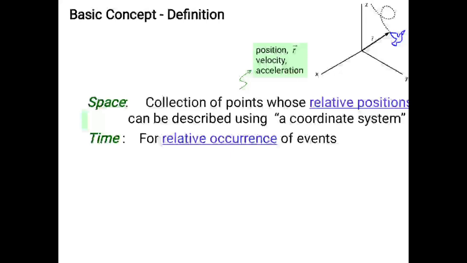So position is normally, we can mention the points by their position, velocity and acceleration. Position means the normal starting point, and in the case of velocity we see meters per second, which is distance travelled divided by time taken, and acceleration is meter per second square.